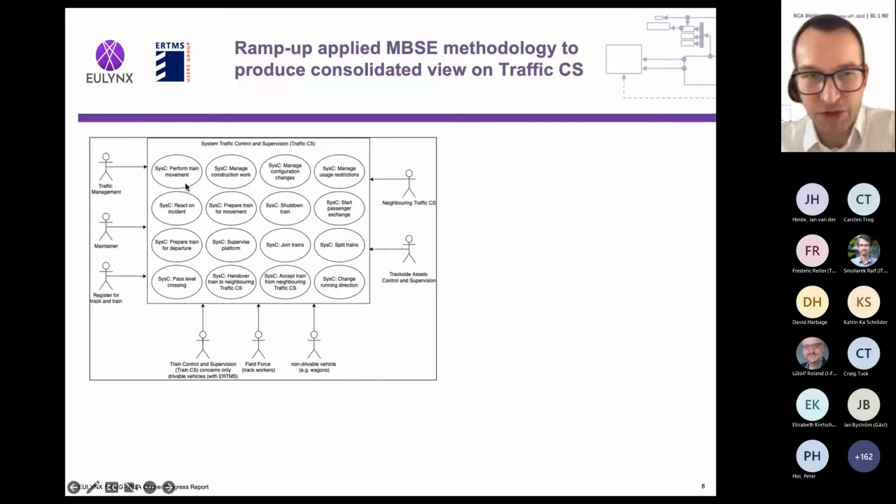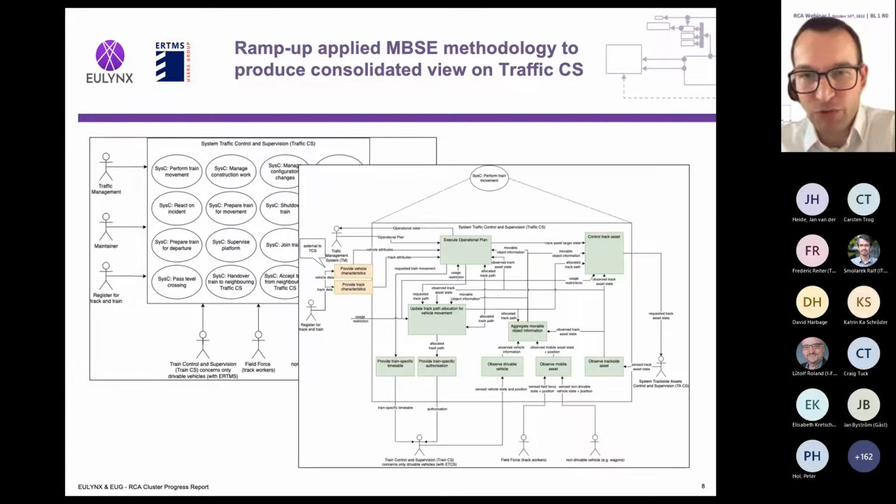So like performing a train movement, of course, reacting on incidents, joining trains, splitting trains, and so on. So this is basically our requirements that we have to fulfill in the end. And we also managed to derive from that, for each of those capabilities, some internal view. Not going to explain all of that, but just to show how we could come from this high-level picture to then concrete interfaces and requirements. We developed this functional structure, which gives you the main functions needed for executing such a system capability, and also showing exchange between actors and between the functional blocks that we see in here.